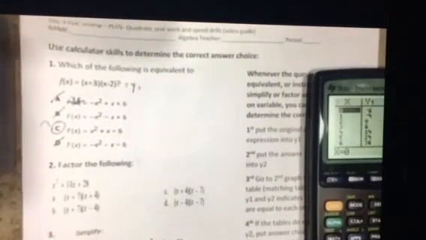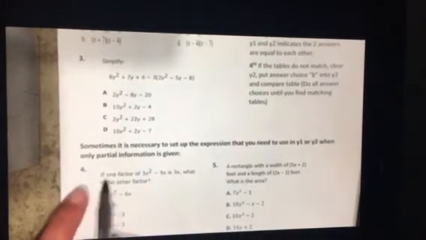I'm going to have you do these two on your own in a little bit after I look at 4 and 5 together. Sometimes they don't give you the whole expression in the answer choice that you need to put into your y2, but the information is there for you to build it. So you can complete what needs to go here to see if it works.